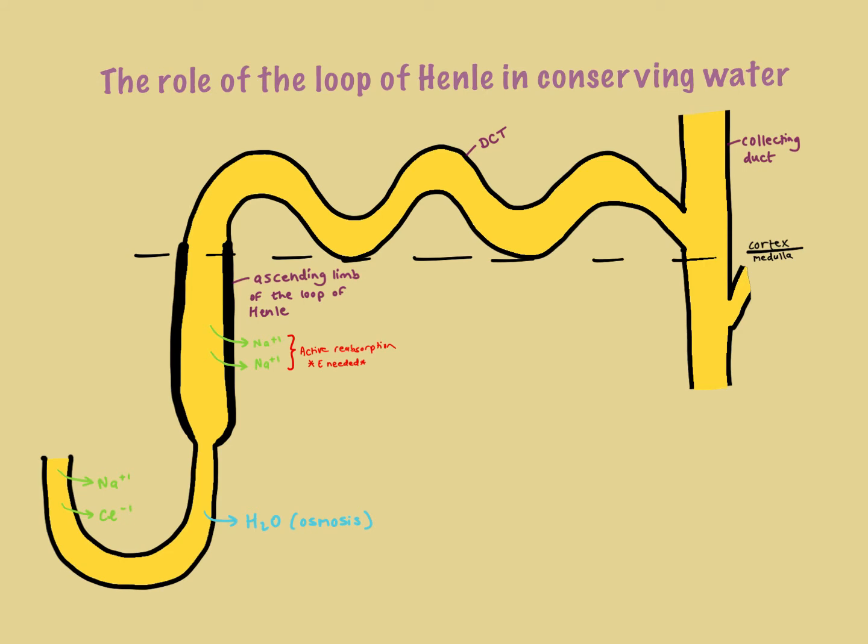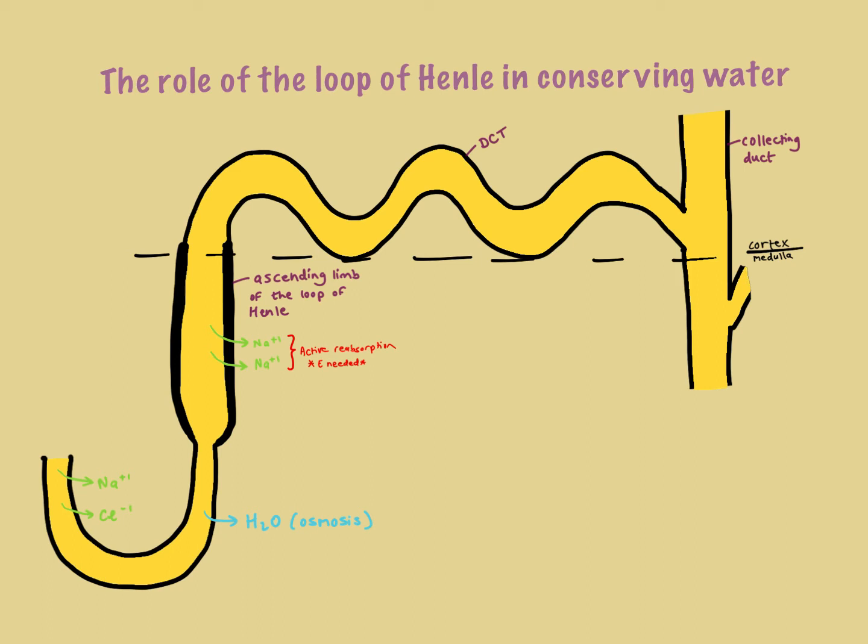So I've just drawn part of a nephron. I've got a little bit of the descending limb of the loop of Henle, the hairpin bend, and then the ascending limb going up here, the distal convoluted tubule that follows, and then the collecting duct, which, remember, is collecting urine from many nephrons. There will be a nephron going off to the side there.